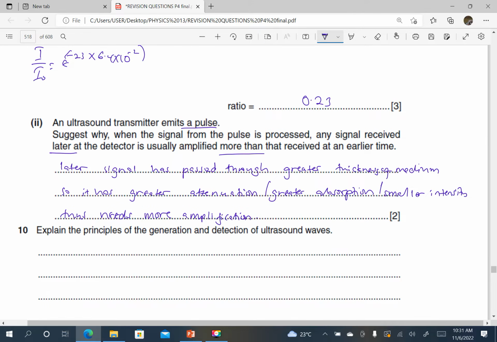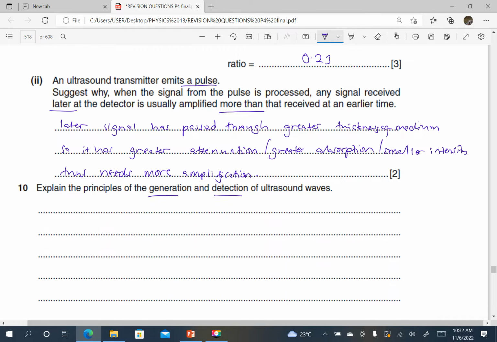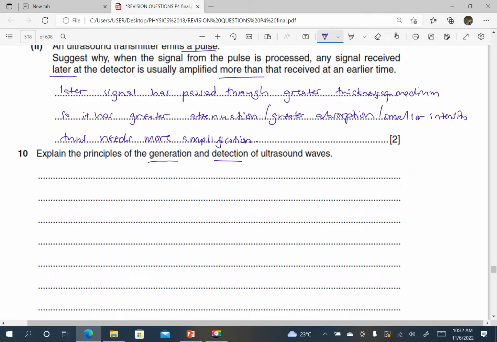Explain the principles of the generation and detection of ultrasound. The other one was interested in producing images using an ultrasound scan. This one is interested in generation and detection. So we have to be very careful here. Entirely in this one, we are generating an ultrasound and detecting it. Remember, the same transducer which generates also detects the ultrasound.